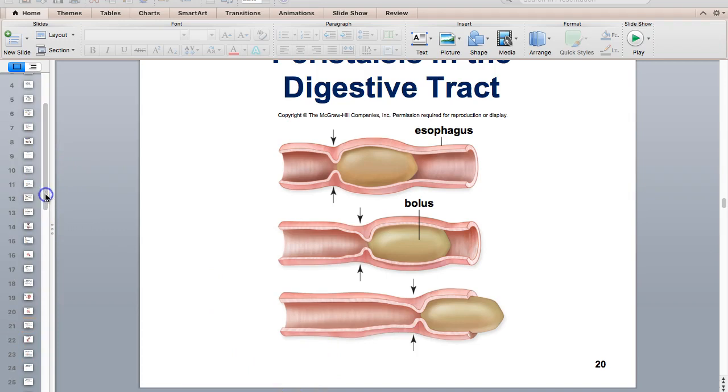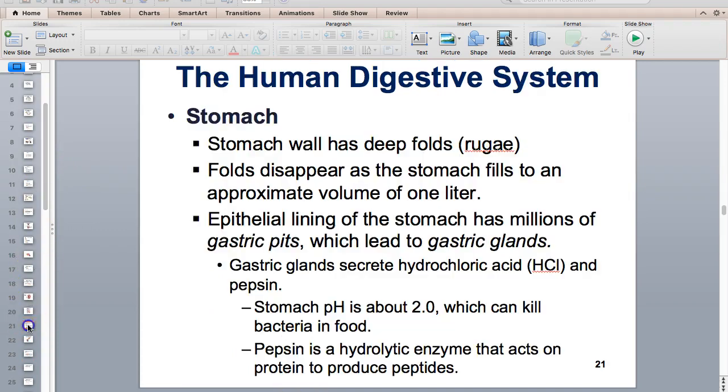Okay, let's move on. Now we move down the esophagus. The next place your food is going to stop is the stomach. You swallow that food, it goes into the esophagus at the top, and it goes all the way down until it reaches the stomach. If you actually look at the stomach, it has these deep folds in there. As the stomach fills, those folds disappear and the stomach expands.